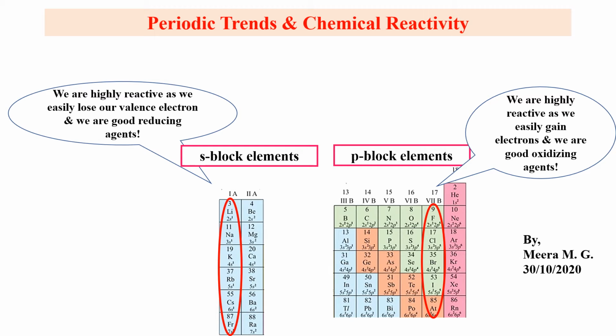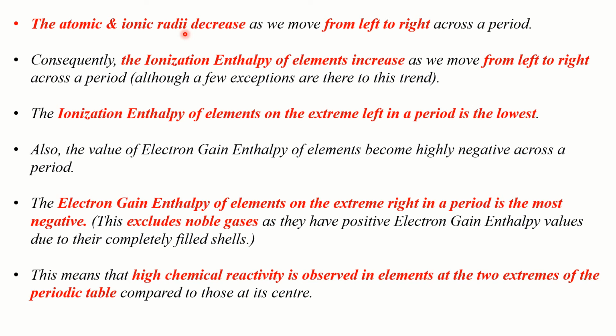Through this video, let us explore the relationships between these fundamental properties of elements and their chemical reactivity. Now, I will explain about the chemical reactivity of elements across a period. We know that atomic and ionic radii decrease as we move from left to right across a period. Due to this, the ionization enthalpy of elements increases as we move from left to right across a period.